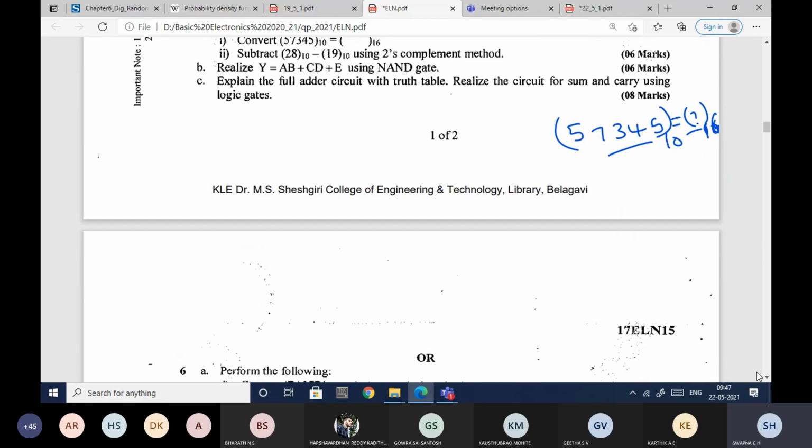E001. Others, please cross check whether you've got this answer or not.